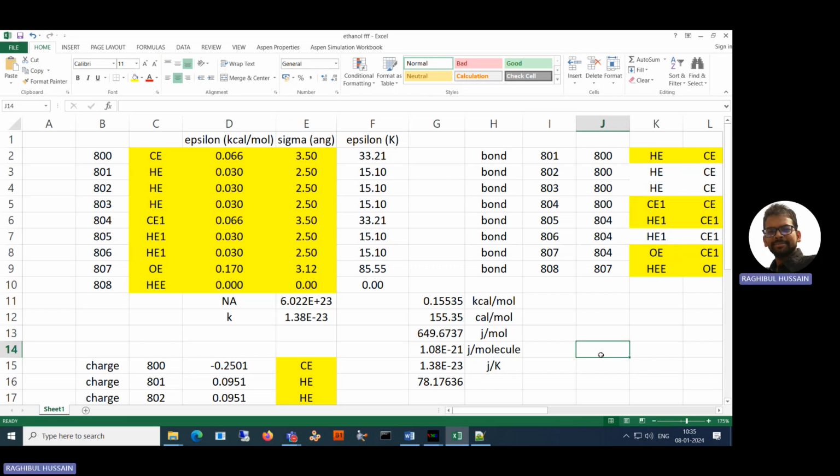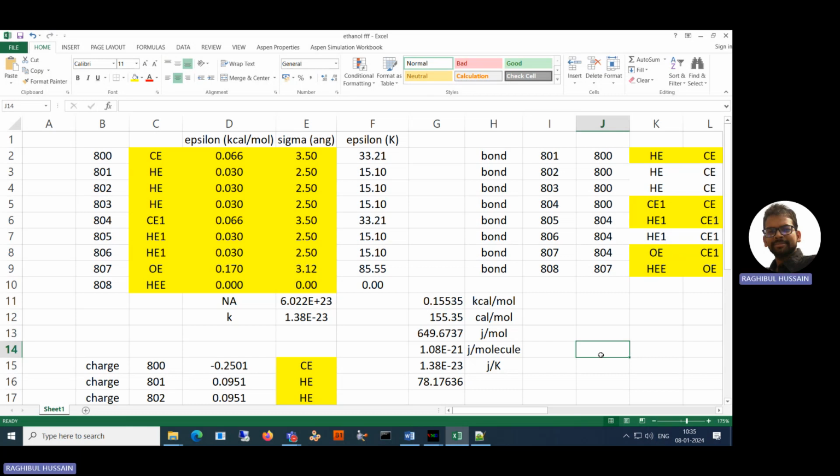If anyone has any doubts in LigParGen, how to generate the force field there: make a PDB file, upload it, and you will get a force field file. So this is the force field file from LigParGen. Right now, how many parameters do we need?